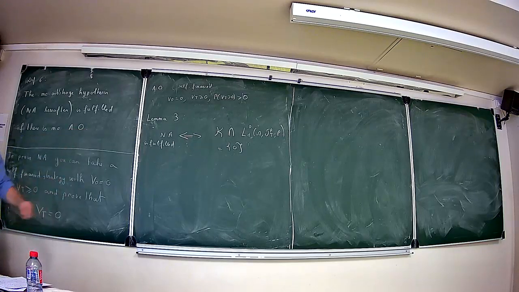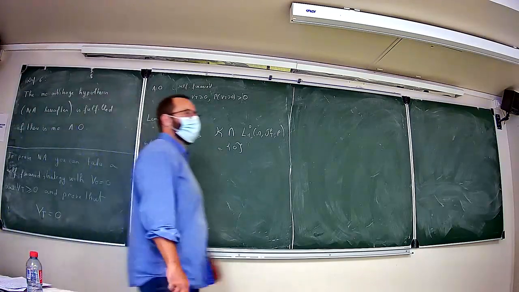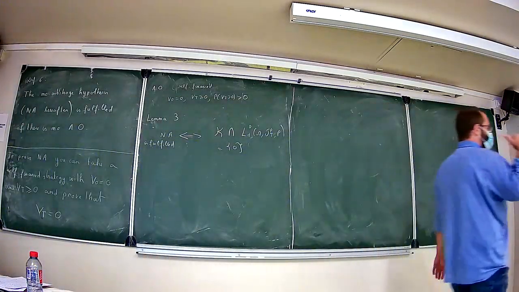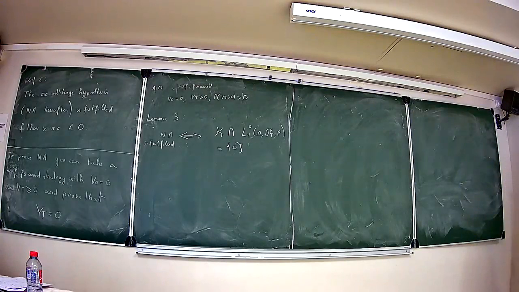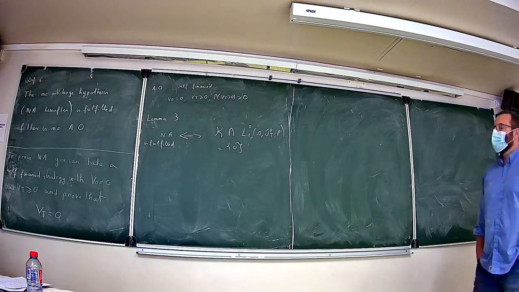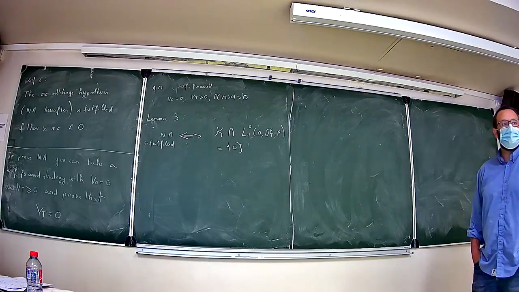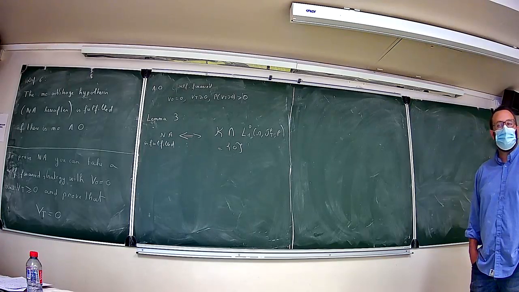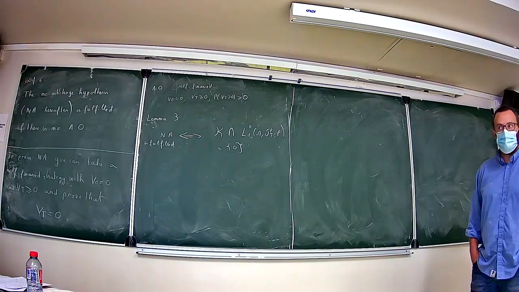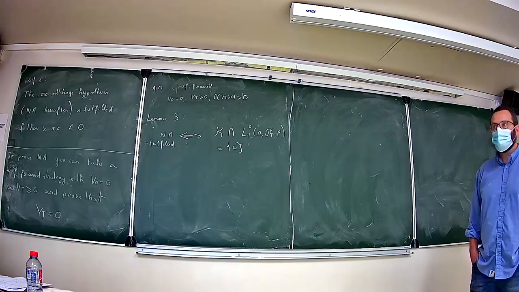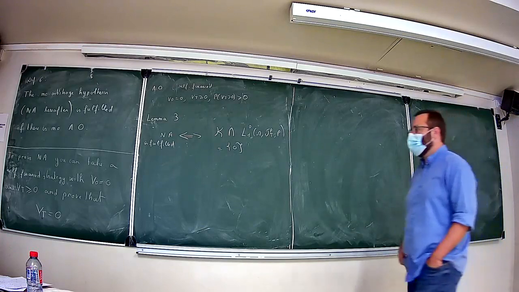Why do I have this? I have done the job already. Keep in mind what calligraphic K is. Calligraphic K is the set of the final values of self-financing strategies starting from 0. So you have in fact something of the type V_T with V_0 equal to 0. What is the meaning of this?